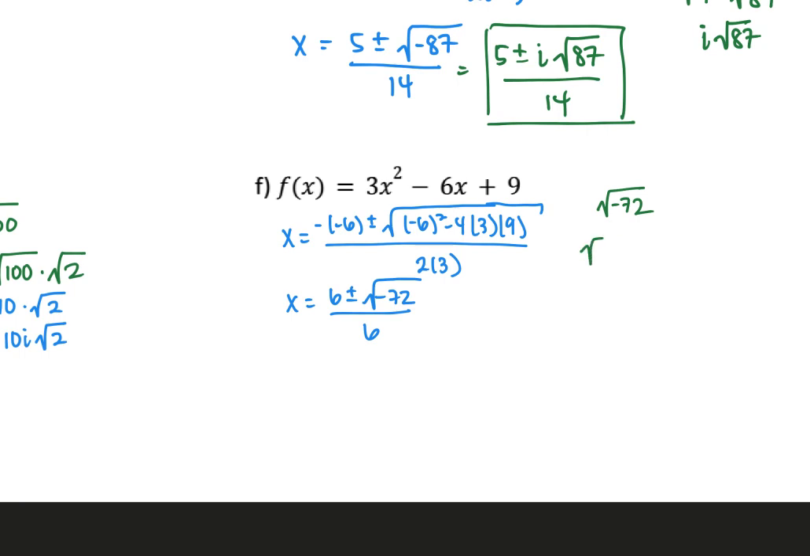Well, I can rewrite this as a square root of negative 1, square root of 36, and square root of 2. Since negative 1 times 36 times 2 is negative 72, and we know that square root of negative 1 is I, square root of 36 is 6, and then square root of 2 can't be simplified. So square root of negative 72 is 6I times the square root of 2.